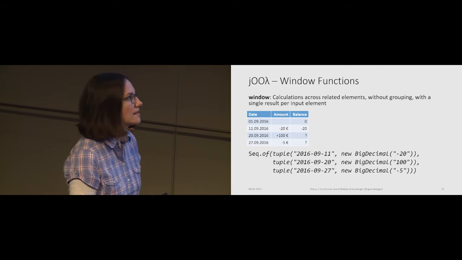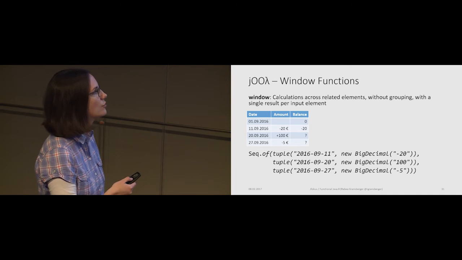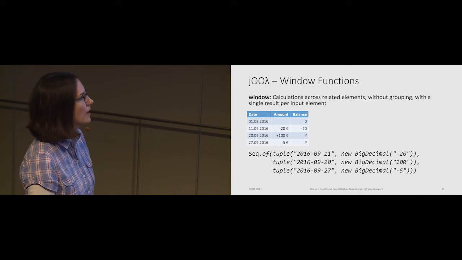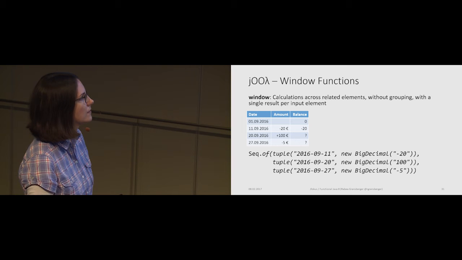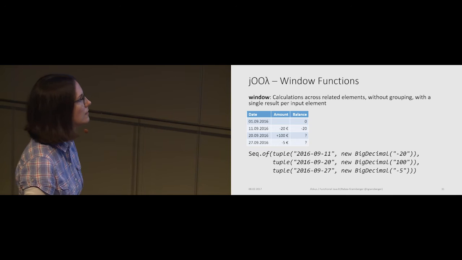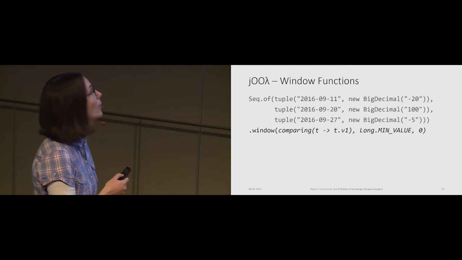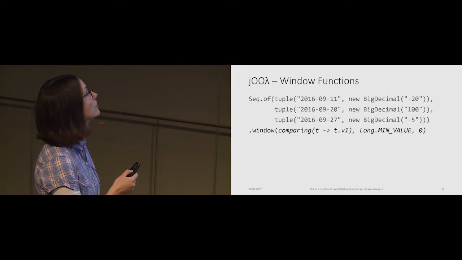So let's take this as an example and transform it to tuples. We have a Tuple2 here with 2 values, and we just see what has been withdrawn or deposited on the bank account. On the 11th, I have minus €20. On the 20th, I have the plus 100. And on the 27th, I have the minus €5. And what we're going to do now is call the window function. So we have a stream now of all of our tuples, and we're calling the window function.